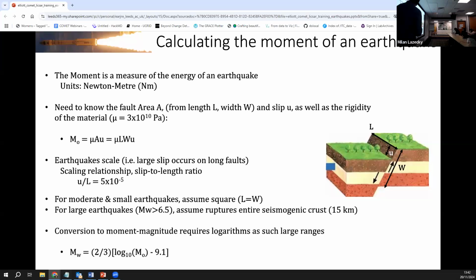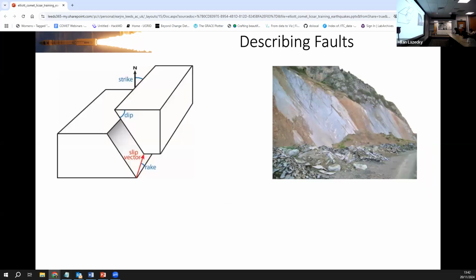And then you can convert these moments once you've got this, just using the moment magnitude relationship. So if you do seismology, you do this all the time, just so that you can put it on the magnitude scale.